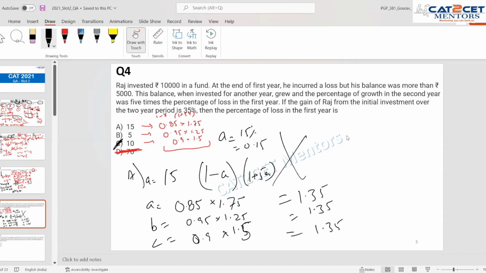Pankaj, Snehashish, this method is definitely easy. Again, if you're not getting this method and you feel that this is not something you want to do, then there was that other method where you can use successive operations, the successive percentage method.